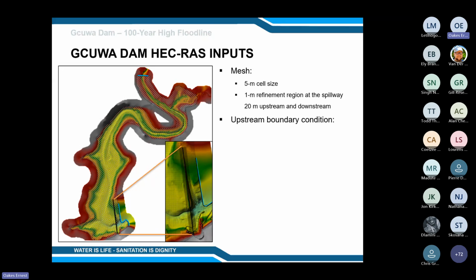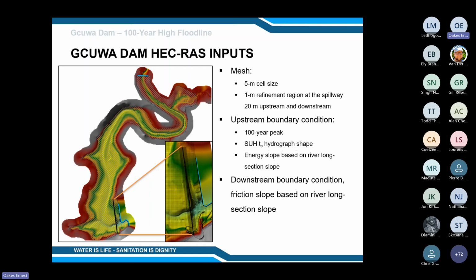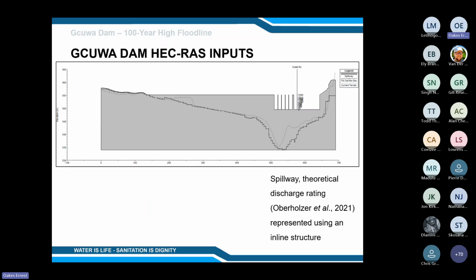And then the upstream boundary condition, which is basically located here, was where we brought in that 100-year flood peak with the SUHTC hydrograph proposed by Roux et al. in 2016. The energy slope was basically taken from the long section profile of the river. The downstream long section profile was used as the friction slope. And then we decided to use an initial condition of the dam being at full supply level, for the dam to be set at before the flood reached the dam and went through to the spillway.